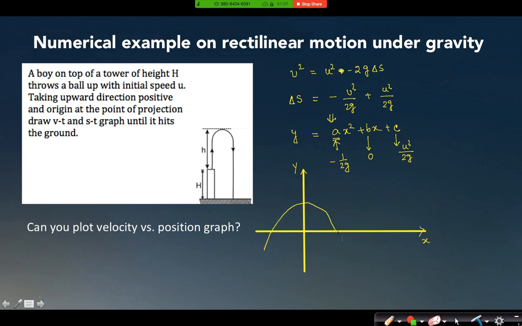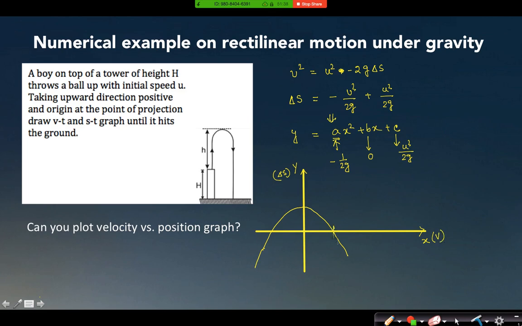If you have understood, fine; if you have not got this, then tell me. Does the graph look like this? Have you got this graph like this, or have you got a different one? Okay, this is delta s. I have put delta s as y, and x I have taken as v.